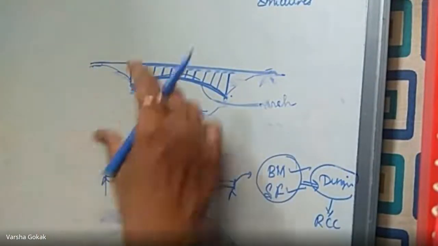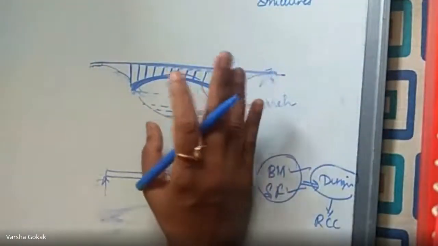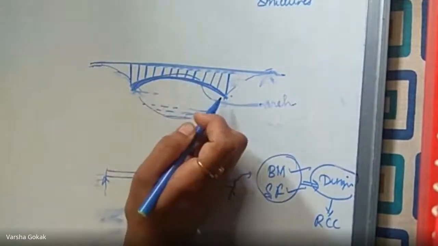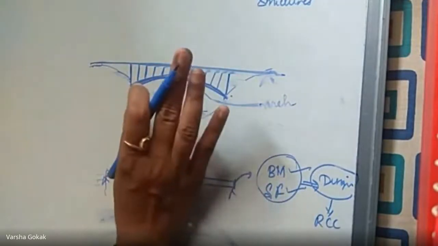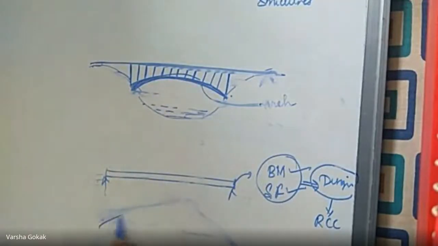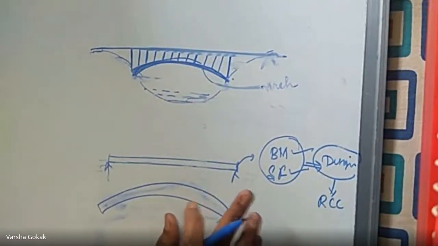So what they do when there are larger spans like this, long distances, in case of bridges and all, arches are provided. These are the arches. Arches are provided instead of beams. Arches are nothing but curved beams only. You have a beam like this, so the same beam only in a curved manner will be provided. Arches are nothing but curved beams in the vertical plane.